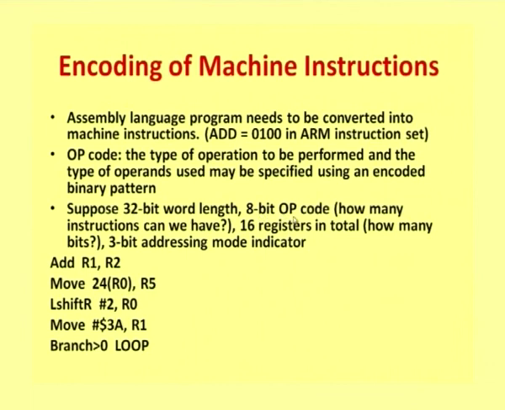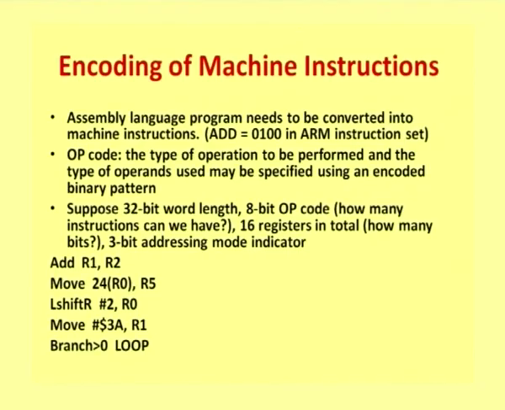Now, given that I have 8 bits for the opcode, how many instructions can we have? If you have an 8-bit number, you can have 2 to the power of 8 different combinations, which means I can have 256 different instructions specified.